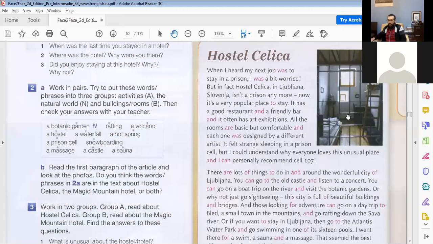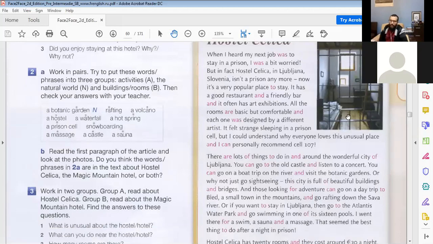Design of the hostel, okay. What's strange about the design, Samiha? What do you think? Looks like a prison. It looks like a prison? Yes. And the rooms are like cells. And the rooms are like prison cells. Yes. But was it designed like a prison or was it actually a prison? It was actually a prison.